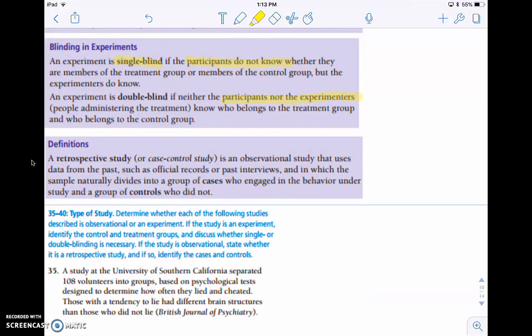So all that was on experimental studies. When we look at observational studies, we have a retrospective study, or another name for that is a case control study. That is an observational study that uses data from the past. So you're looking at past data such as official records, interviews, and looking at that, the sample naturally divides itself into cases who engaged in the behavior under study and groups of controls who did not. So again, we have cases and controls here, and this is looking at previous data.